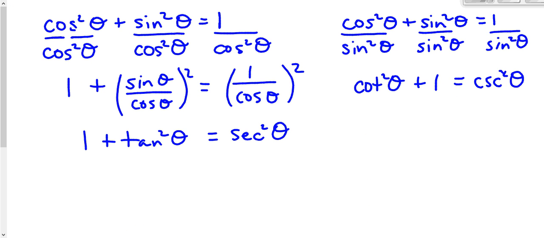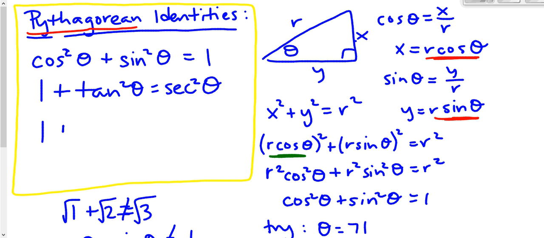How did I have it? Cotangent squared theta plus 1. We can write the 1 first if we want to, just so they look alike. 1 plus cotangent squared theta equals cosecant squared theta.